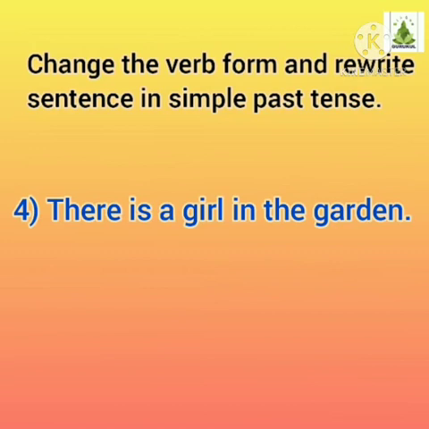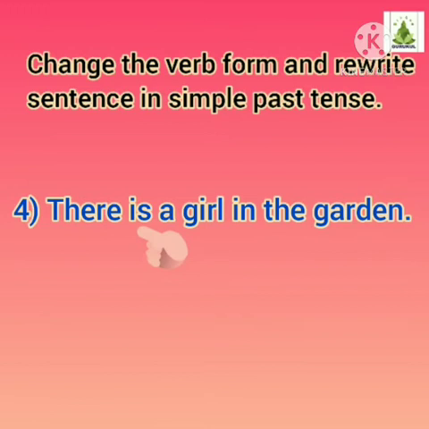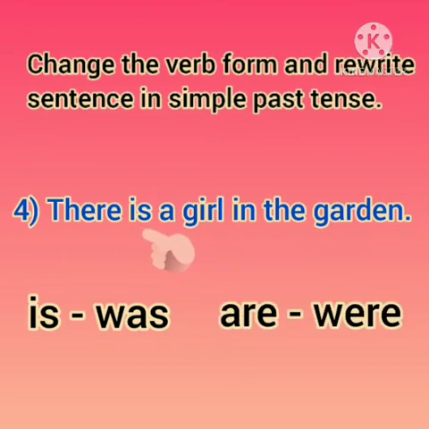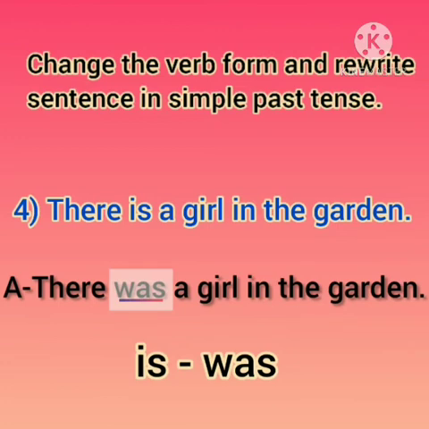There is a girl in the garden. As you have observed in this sentence, there is no action verb. Can you guess the to be verb, the helping verb, from this sentence? Very good. Is, here is the helping verb. Remember, we write is in the past as was and are as were. Answer. There was a girl in the garden.